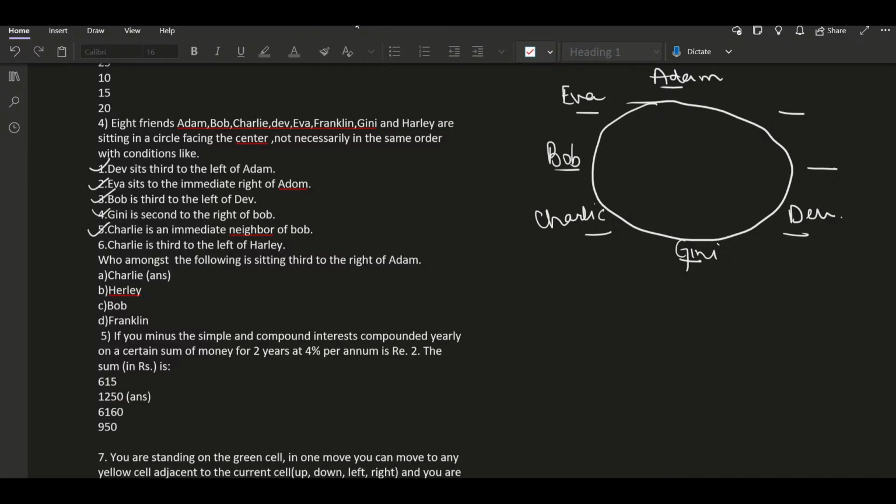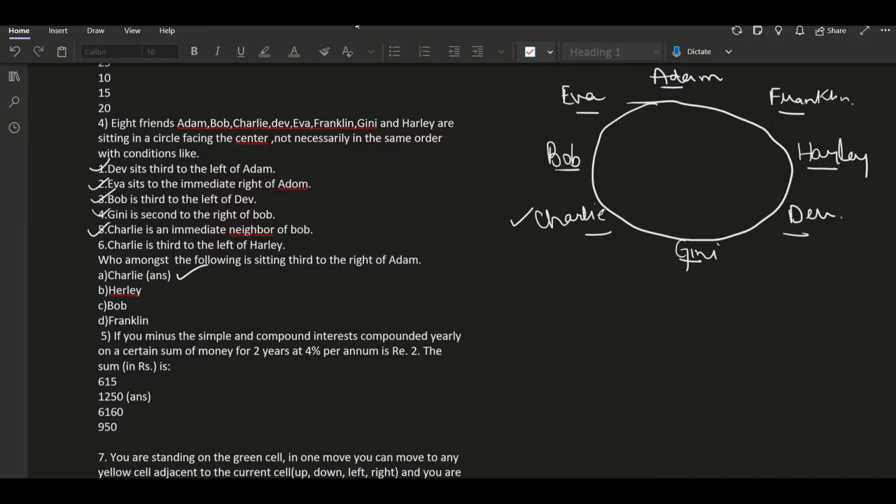Now Charlie is third to the left of Harley. So Harley should be at this position, so the third position to the left of Harley is Charlie. So this is Harley, and clearly we are left with only one seat that will be occupied by Franklin. Okay, so this is the seating position, and then we can easily find who is sitting third to the right of Adam. If we look, that is Charlie, from the right side and the third position. So Charlie is the answer.